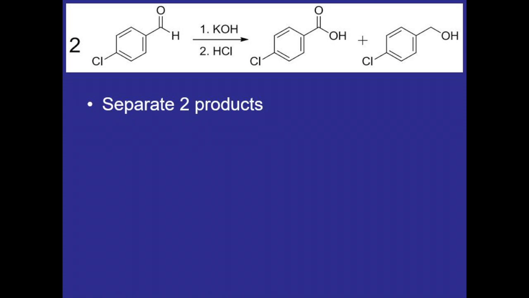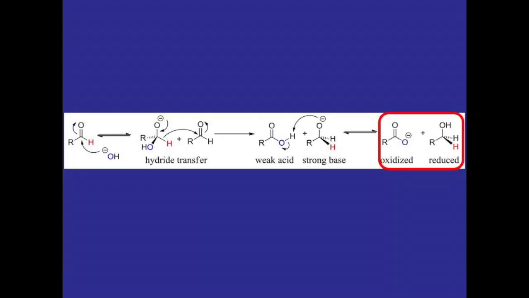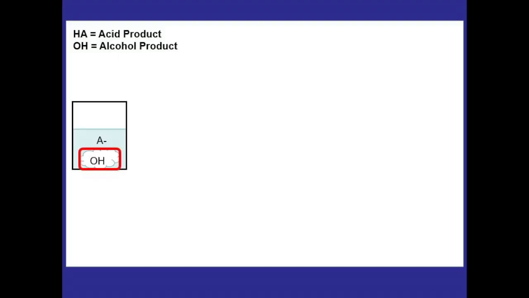To show that separation, I'll be using a flow chart which looks something like this. We have a conical vial with our two products formed after the reaction, and I'll use HA to represent the acid product and OH to represent the alcohol product. The reaction was done under basic conditions, so the acid product will be deprotonated and dissolved in that aqueous solution like we saw at the end of the mechanism, whereas the organic alcohol product won't be soluble in that solution, so it'll precipitate out and form a solid on the spin vane.